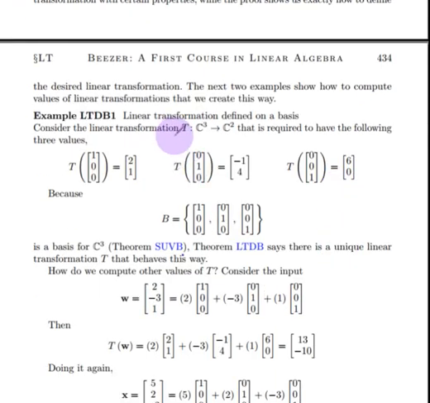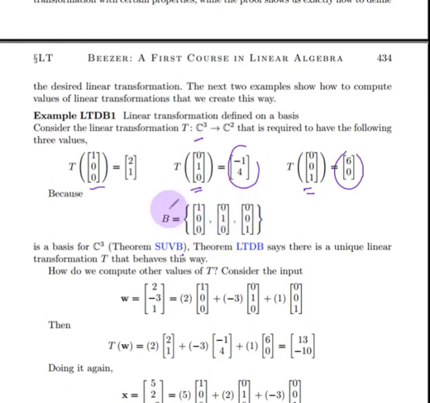All right. So here's an example. Suppose I define a linear transformation on the standard basis for C3 in this way. T of 1, 0, 0 is 2, 1. T of 0, 1, 0 is this vector. T of 0, 0, 1 is this vector.